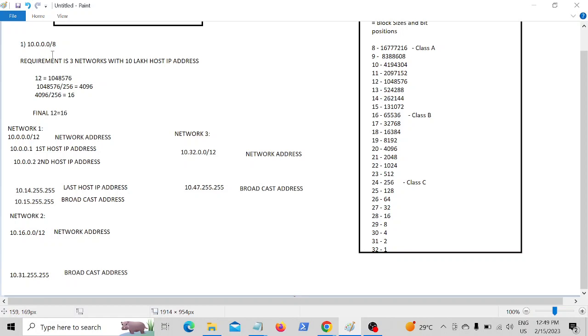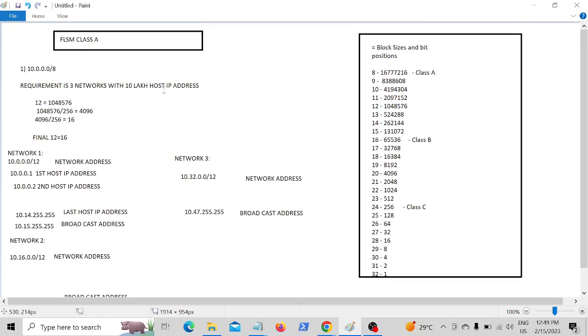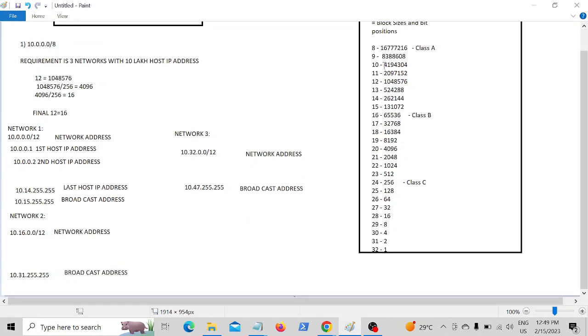Okay, so the requirement here is 3 networks with 10 lakh host IP addresses. We chose the best bit position and block size. If the number is greater, we divide by 256 and simplify it. So 0 to 15 will be the first network, 16 to 31 the second network, 32 to 47 the third network. Going to 48, that will become network 4.